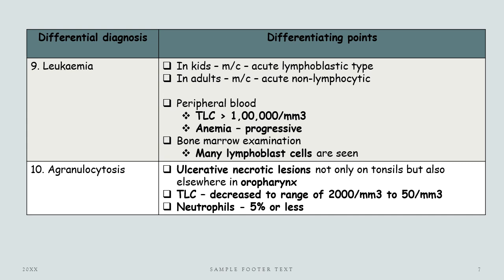And in the condition of agranulocytosis, the total leukocyte count is always decreased to a range of 2000 to even 50 per cubic millimeter, and neutrophils, which are usually 60 to 70%, would be reduced to 5% or even less. And there are ulcerative necrotic lesions, not only seen on the tonsils but also elsewhere in the oropharynx.